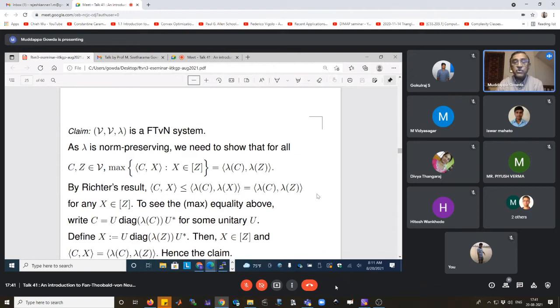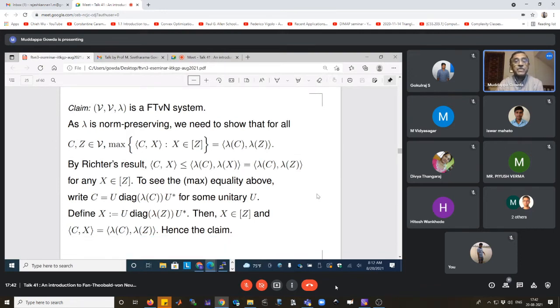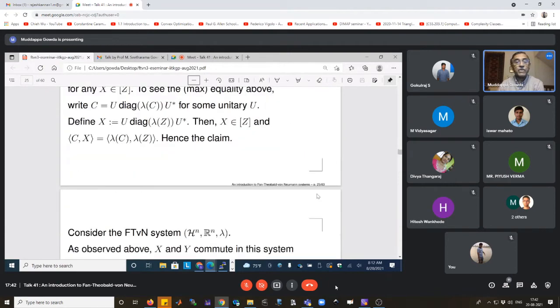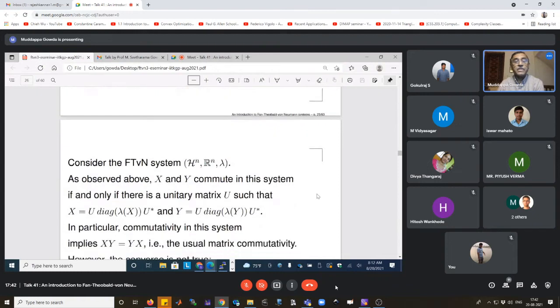Let's see. In view of the time, I can skip the proof. The proof is given there. It's very simple. All one has to do is to use Richter's result to get the inequality, and the equality can be seen just by looking at the spectral decomposition of C and defining an appropriate X. I'm going to skip this particular thing. So we know that V, R n, lambda is a FTVN system.